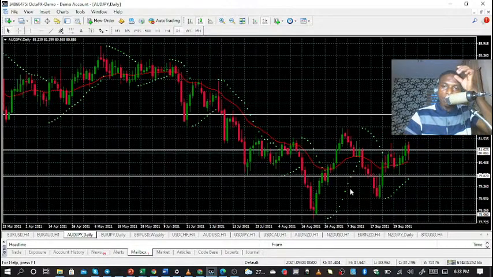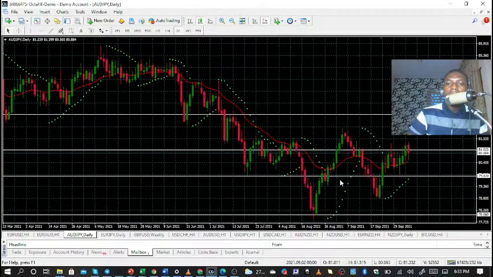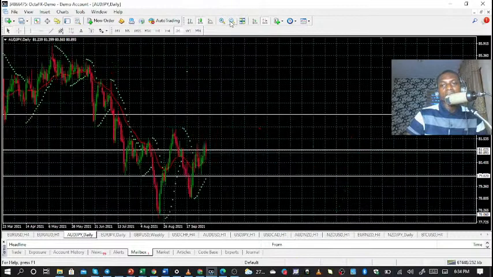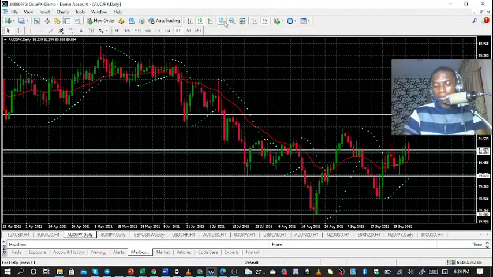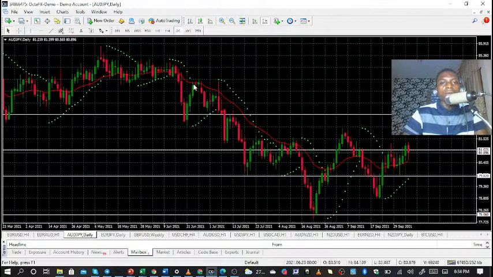So when a parabolic SAR appears above a candle, if the candle is in a bullish movement like this and a parabolic SAR appears above one of the candles, it shows that the market is about to change direction, right? If it's in a bearish movement and the parabolic SAR appears below, it shows that it's about to change direction to the upside. I don't know if I'm communicating. Okay, fantastic.